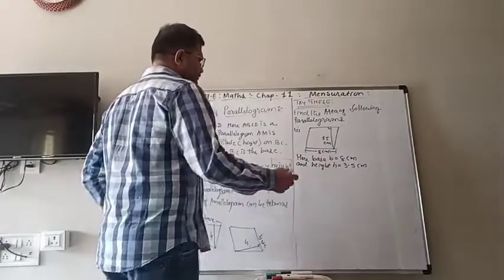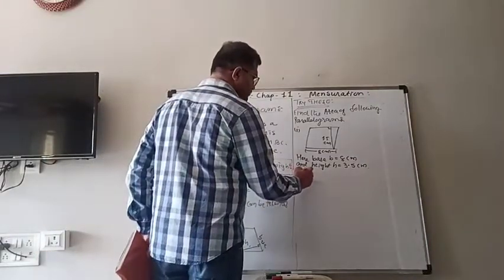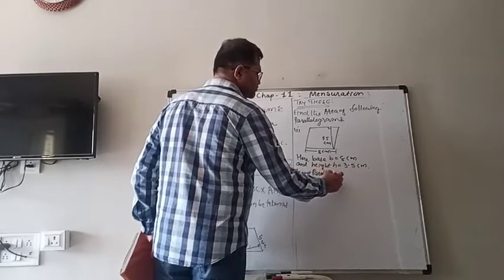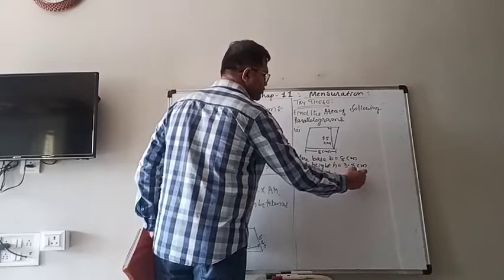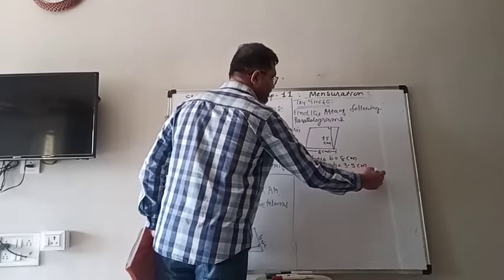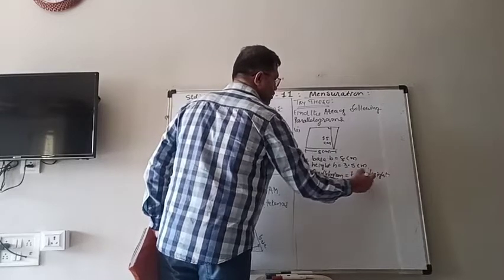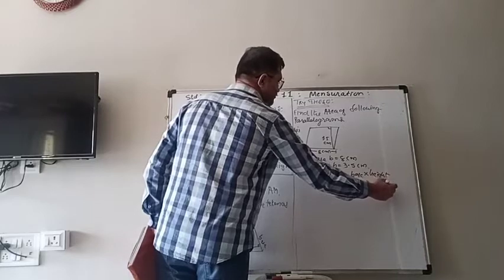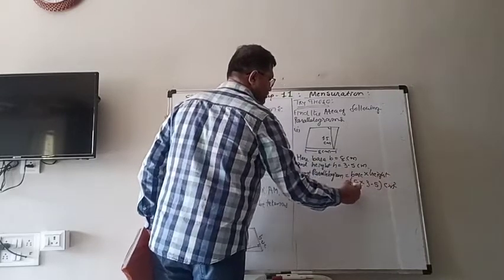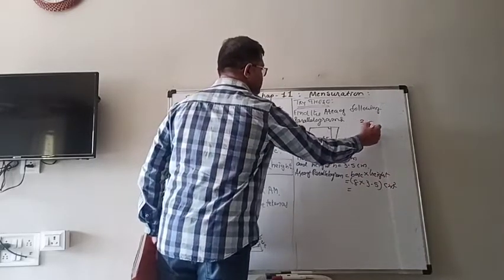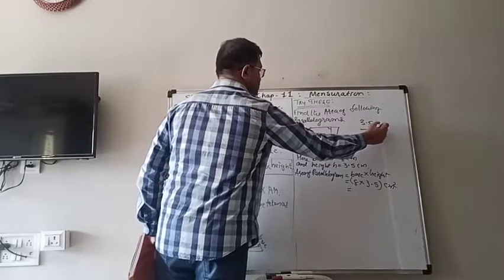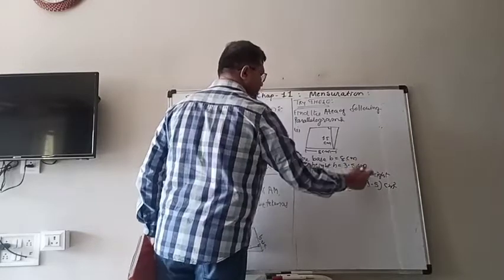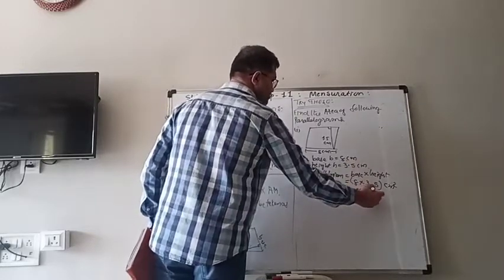So now we have to put the formula. Area of parallelogram is equal to base multiplied by height, is equal to 8 multiplied by 3.5. So now we have to multiply 3.5 and 8. 28.0, so 28 centimeters square.